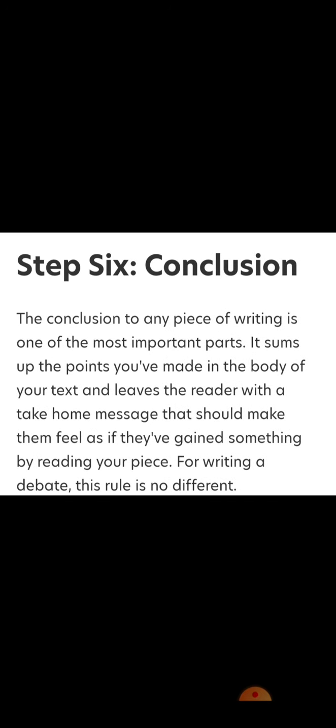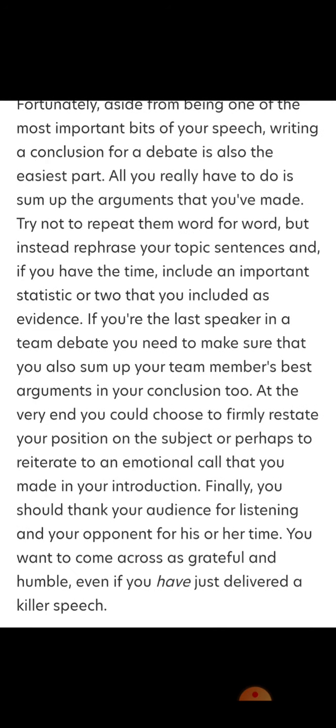So the last step, children, is conclusion. See, it's very important. And there is no specific rule in writing a conclusion. Conclusion means summing up the arguments that you have made. But while summing up the arguments, try not to repeat them word by word, as you have said earlier. If you have included statistics, don't repeat the same statistics. And you also sum up with your team members' best arguments.